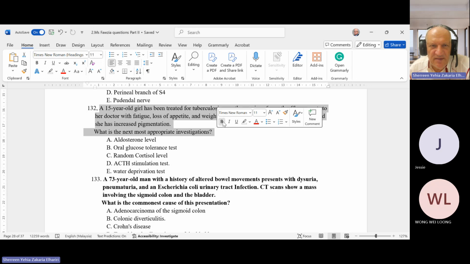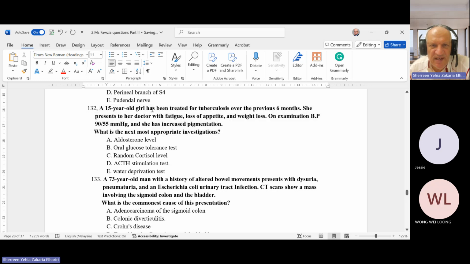Next question is about a 15 years old girl who has been treated for TB over the previous 6 months. She presents to her doctor with fatigue, loss of appetite, weight loss. On examination, blood pressure is low and there is increased pigmentation. This is important, especially in Southeast Asia, because we don't have many patients with TB, except maybe in India. But I saw in my life in Malaysia a case, and the patient just complained of syncopal attacks and change in color.